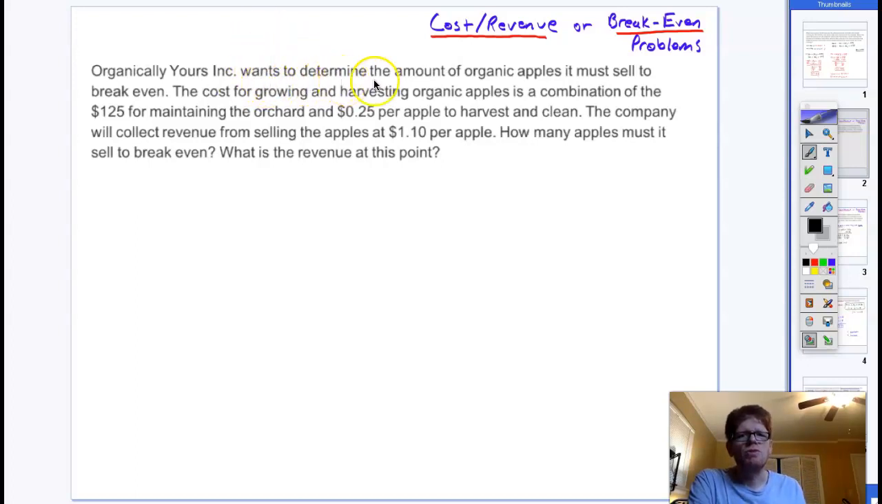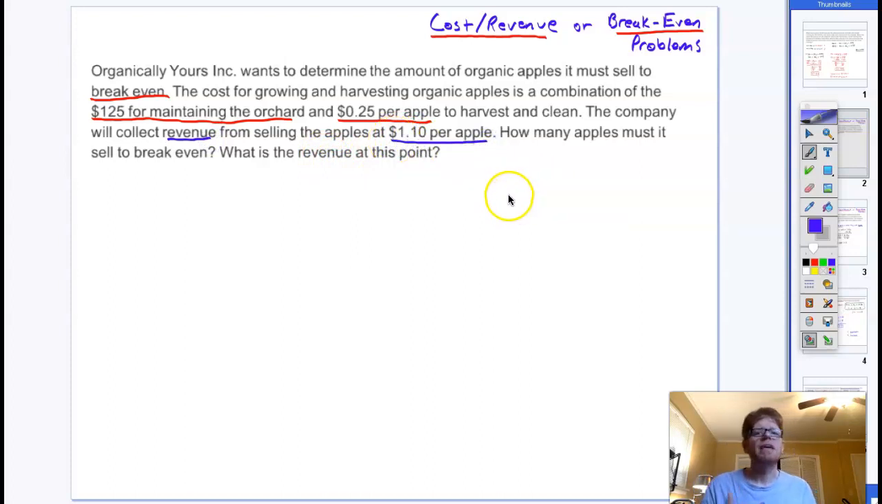Organically Yours wants to determine the amount of organic apples it must sell to break even. In other words, to make its cost equal to its revenue. The cost of growing and harvesting organic apples is a combination of $125 for maintaining the orchard and 25 cents per apple to harvest and clean. The company will collect revenue, so the amount of money that it's going to make, from selling the apples at $1.10 per apple. How many apples must it sell to break even? What is the revenue at this point?